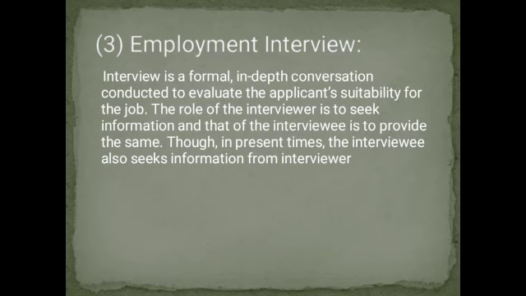The role of an interviewer is to seek information, and the interviewee is to provide it. So what all tests have been done, and according to what has been proved, whether they have that quality or not, this is what we are going to check through the employment interview. In present times, the interviewer also seeks information from the interviewee. Here there are many personal discussions and many basic questions they are going to ask. With the help of this, they try to understand what qualities or capabilities that particular employee has. That we can understand with the help of the employment interview.